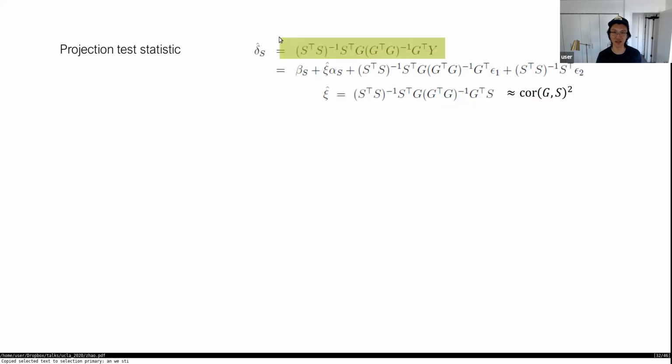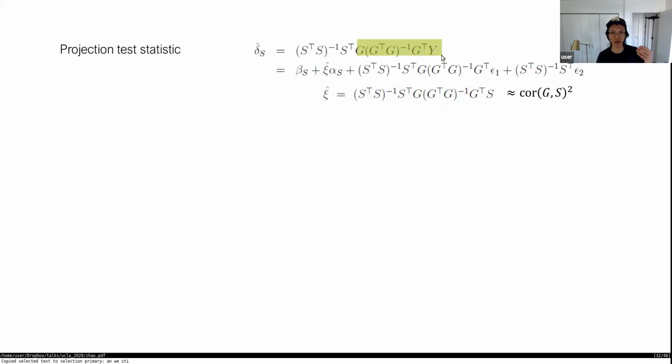This is in low dimensions, but this is exactly what I described before in the situation where you don't have a direct effect. You regress Y on G, and then you regress the result on S. We thought that this may still work here, and the reason is that this first part projects Y onto G. So it contains the information in Y that can be captured by G.